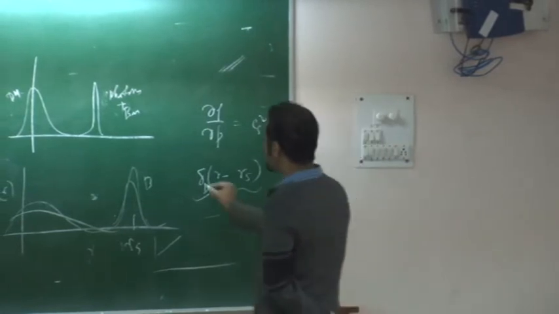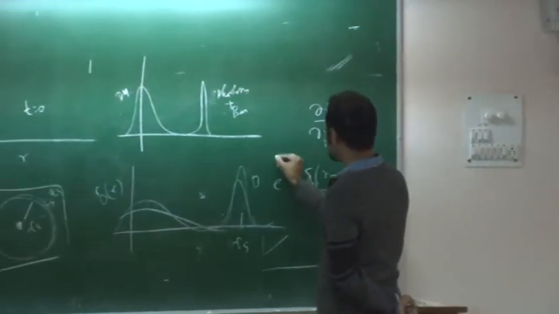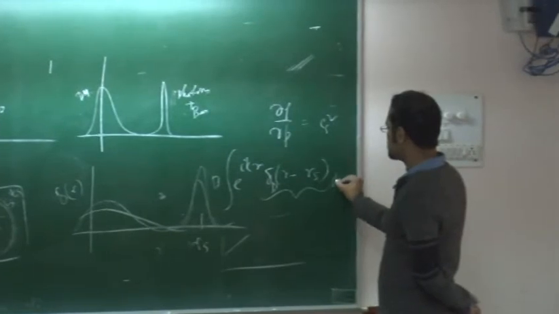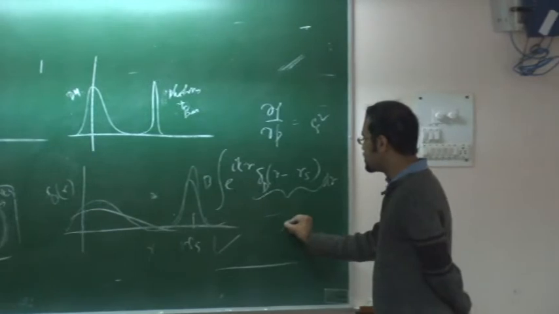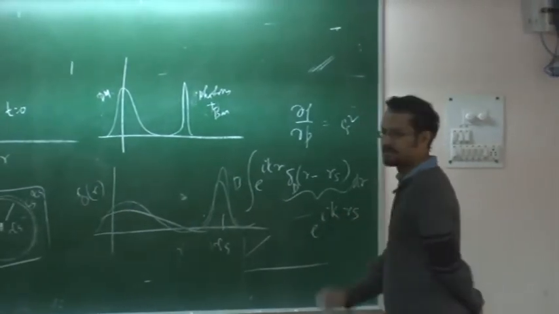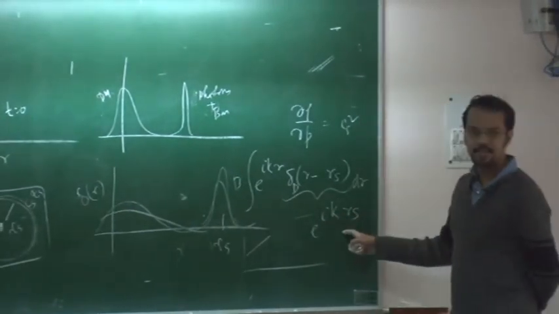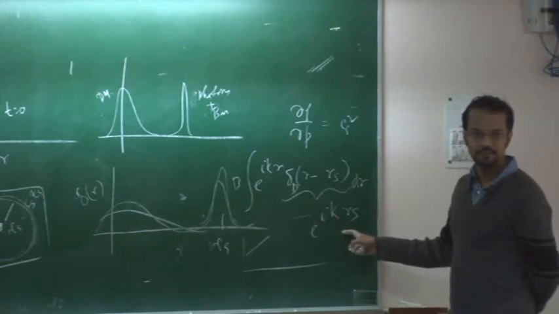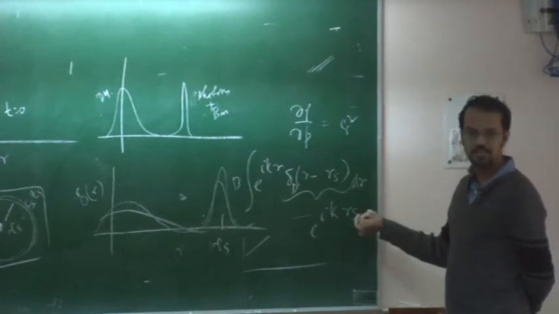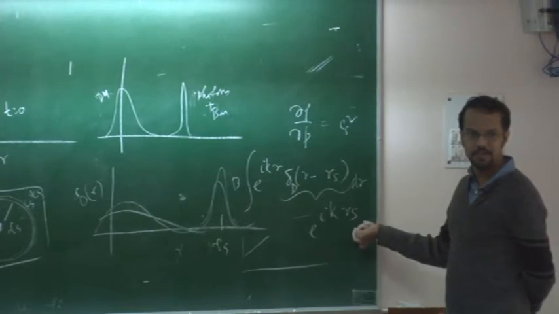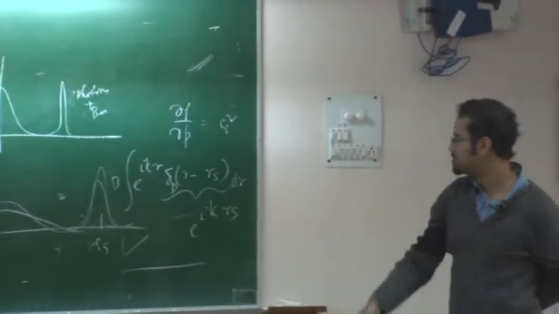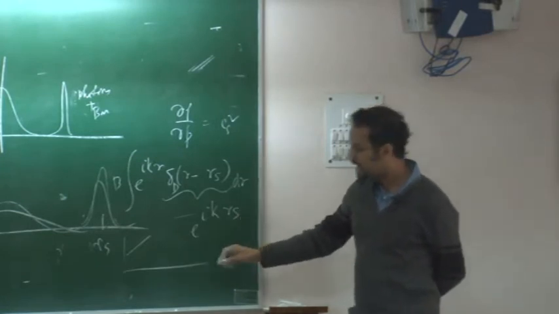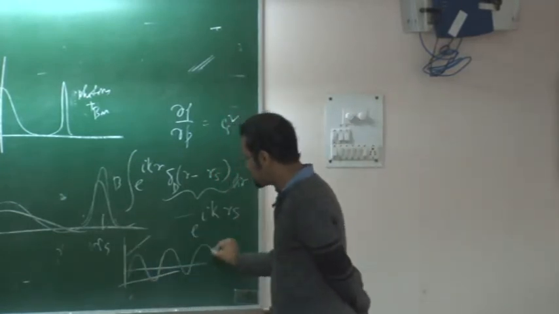You have to just multiply by e to the power I k r and integrate over dr. So it is e to the power I k r s, which is nothing but an oscillation, but the wavelength of that oscillation is Rs in k space. In k space, this is nothing but an oscillation with lambda, which is now Rs. So that's why this oscillation.